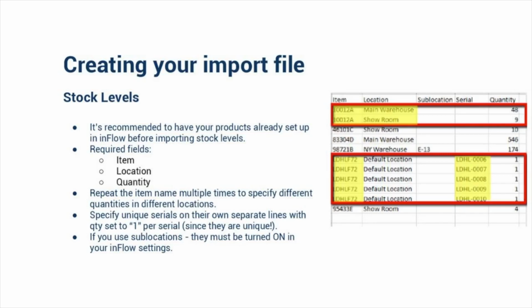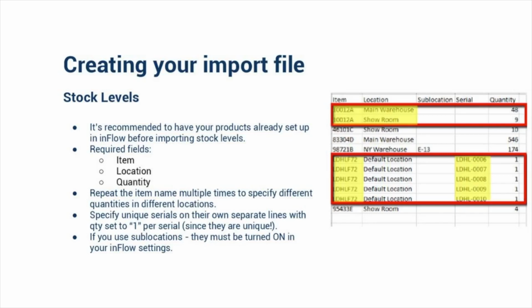The required columns that you need in a stock levels import are item name, location, and quantity. So those are the only required fields. But as you can see, you're not importing your product description or your product category, nothing to do with product details, only to do with your stock levels and where those stock levels are located in your inventory. So all of your location information.